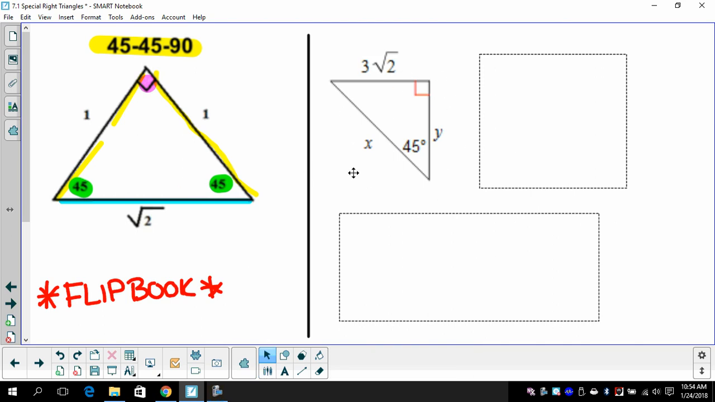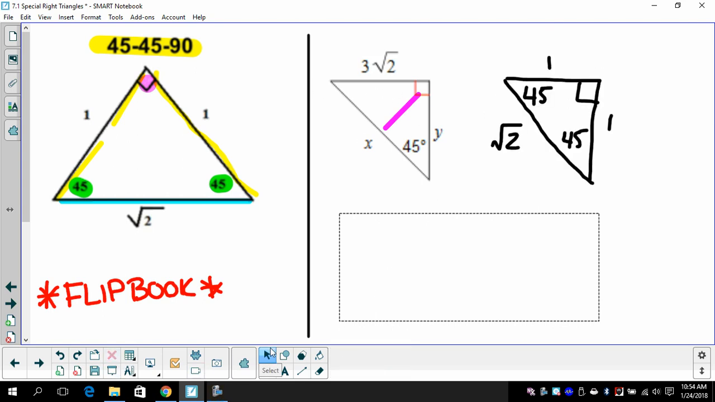Over here, I have a 45, 45, 90 right triangle. I can see that one leg is 3 root 2, the other leg is y, and the hypotenuse is x. Remember that the hypotenuse is always across from the 90-degree angle. So I'm going to redraw my reference triangle in the same orientation that this triangle is in. Just like that. My two legs I'm going to label 1, and my hypotenuse I'm going to label root 2.